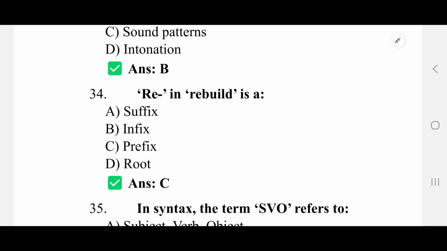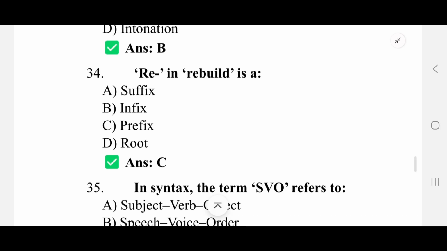Re in rebuild is option A suffix, option B infix, option C prefix, option D root.